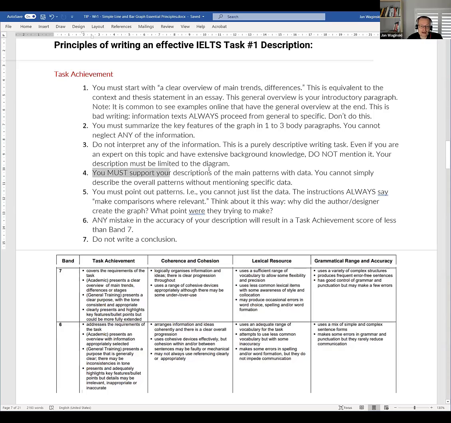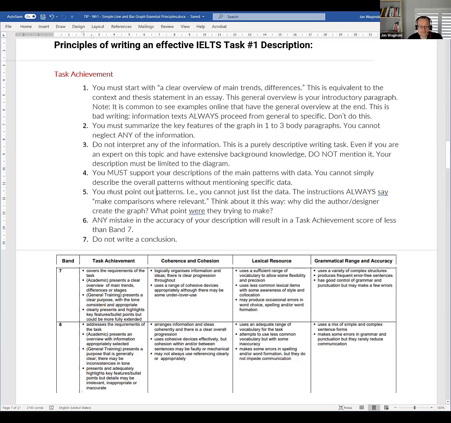Point 4, you have to support your descriptions of the main patterns with data. This is a common mistake I see, is that people just describe the data in very general terms, but they don't support their descriptions with the actual numbers. You have to do that.